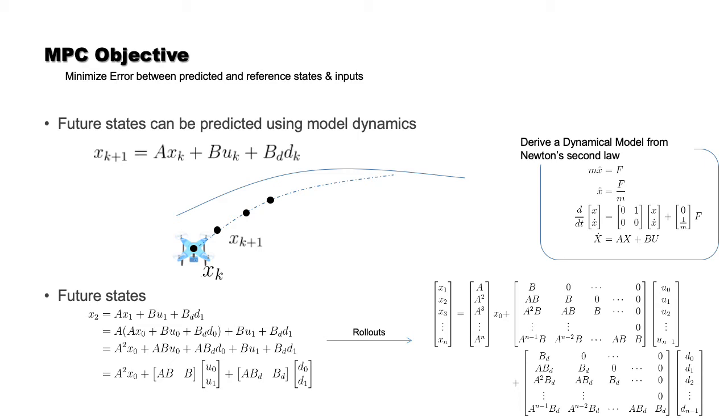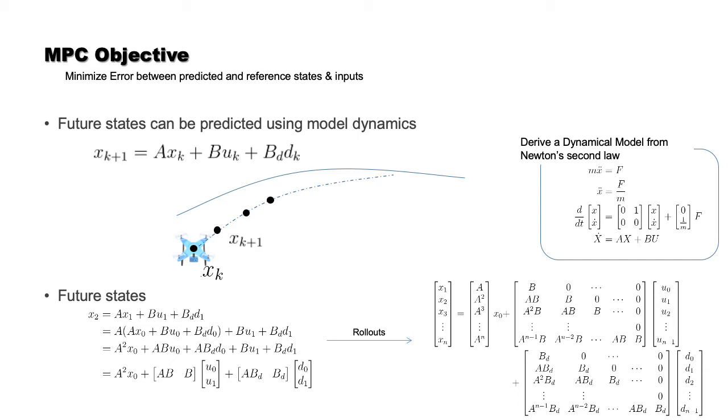The objective of MPC was to minimize errors between predicted and reference states and inputs. How do we get the future states and inputs? The predicted states can be computed by rolling out the dynamics model with a random input U. Like in the figure, x k plus 1 can be computed from x k using the dynamical model.